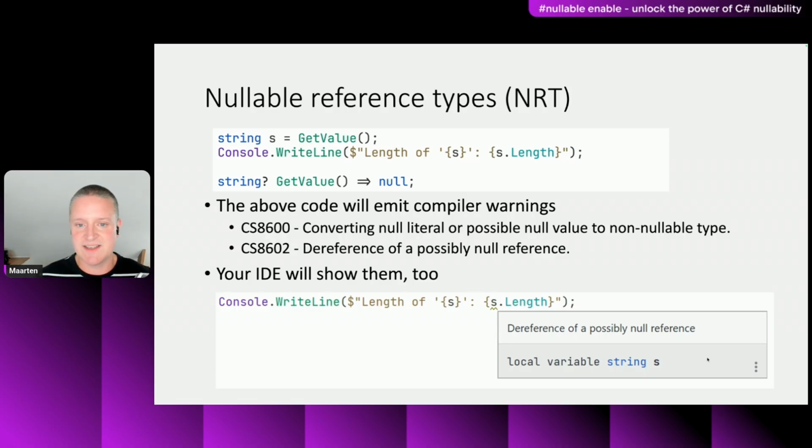But then also when accessing string.length or s.length in this case, you will see a warning saying dereference of a possible null reference, because s is going to be null at that point. And your IDE, again, will show those things as well. So you'll get nice squiggles saying, okay, you're actually attempting to read from a null reference in this case.